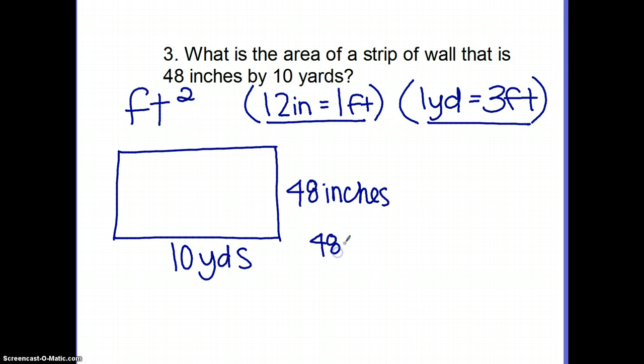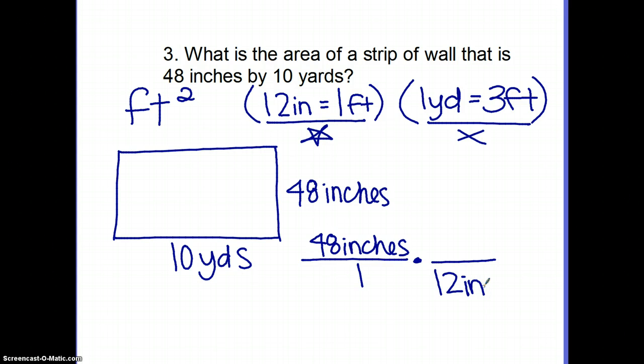So 48 inches. I'm going to just start with inches, changing that to feet. So 48 inches, I'm going to put it over 1. And because I want inches to feet, I'm not going to use the yards. I don't need that. I want this one. And inches are on top, so therefore I'm going to want the 12 inches on the bottom.